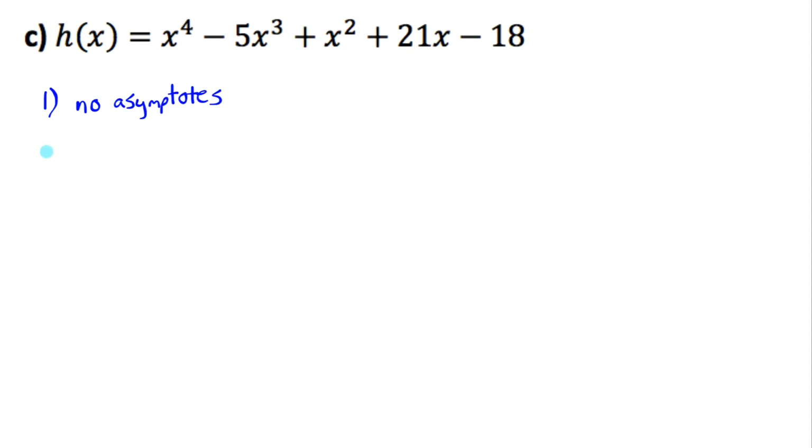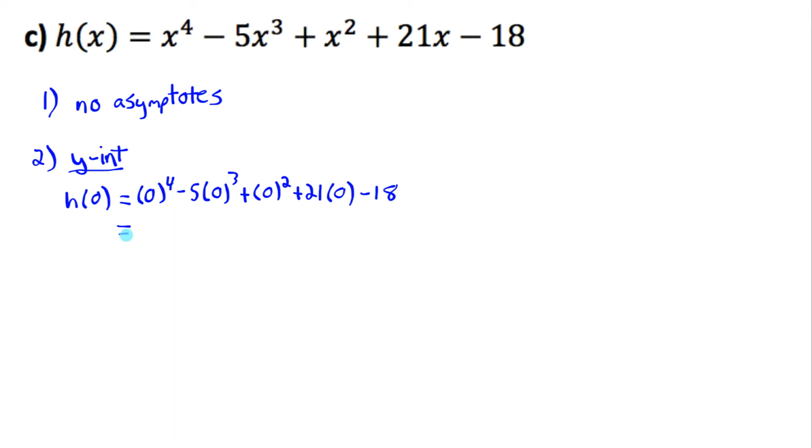Part 2 asks us to state the x and y intercepts of the function. Finding the x-intercepts is going to take a bit of time, but we could find the y-intercept quickly. To find the y-intercept, we just have to figure out the y value when x is 0. So just sub in 0 for x and evaluate. That's of course going to eliminate all the terms that had an x, and we're left with just the constant term, that negative 18. So our y-intercept is at the point (0, negative 18).